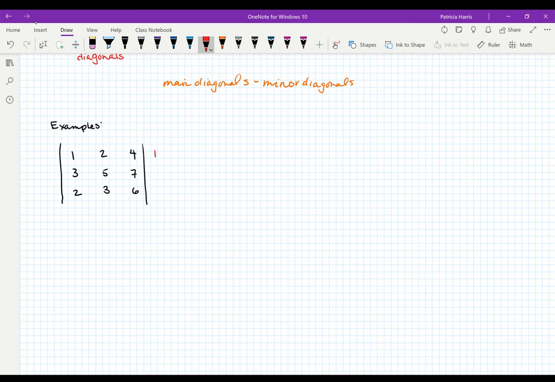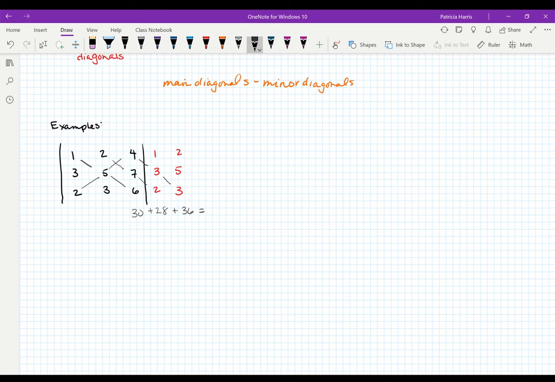Colors are helpful. You don't have to use them. Then we're going to do our main diagonal, and you can do this in your head if you can. 1 times 5 times 6, that's 30. 2 times 7 times another 2, that's a positive 28. 4 times 3 times 3, that's a 36.